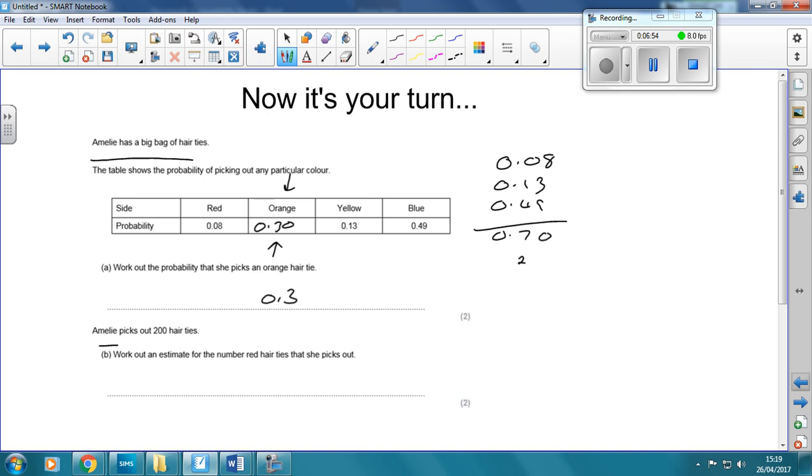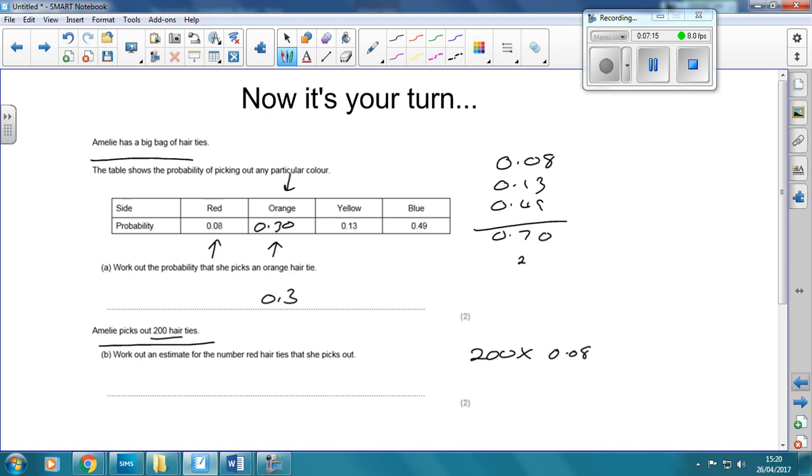Next one, Emily picks out 200 hair ties. Work out an estimate for the number of red hair ties that she picks out. So again, we've got a probability question, it's got a table, and it's got a number of events. So it's going to be 200 times by the relevant probability. So 200 times by its red hair ties, so times by 0.08.